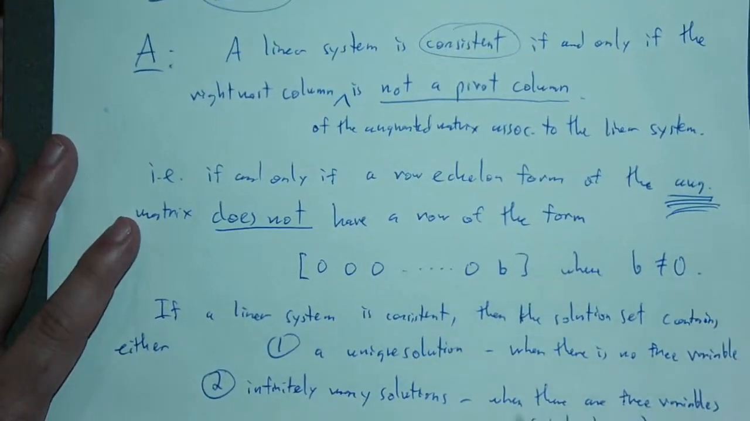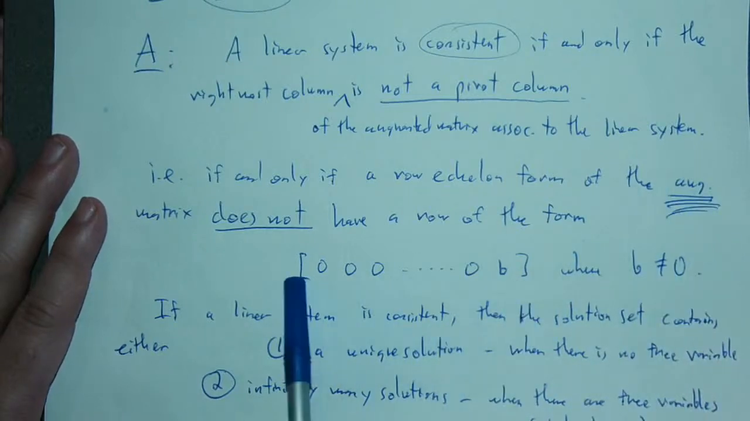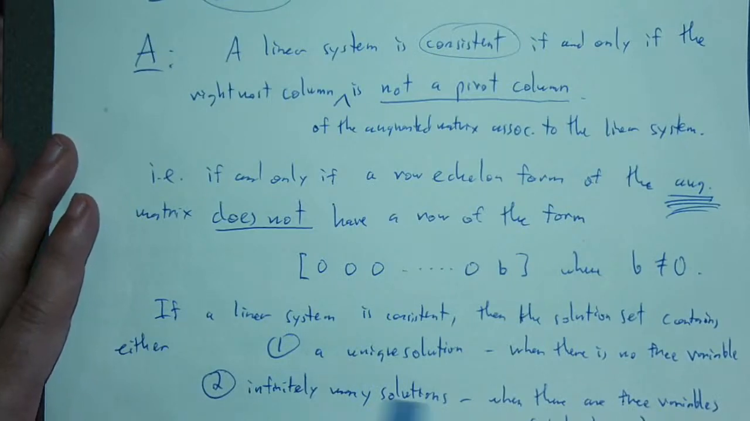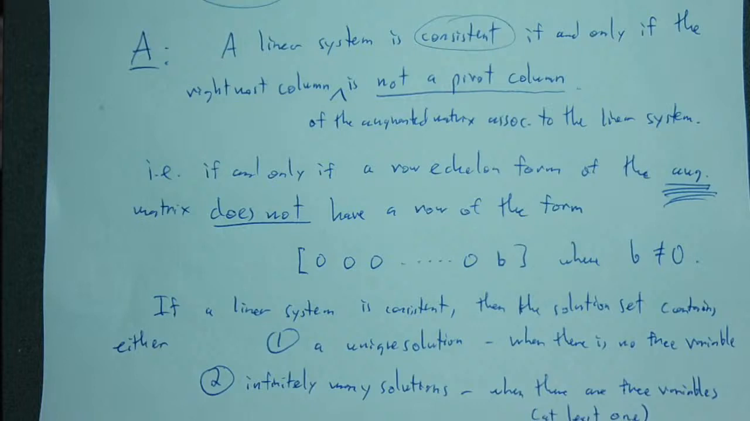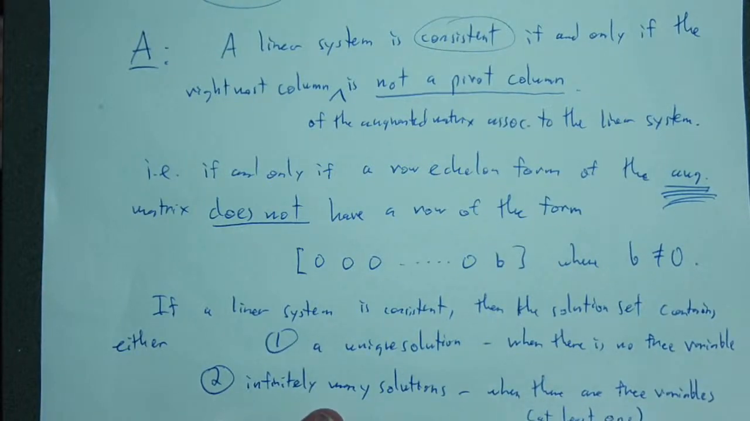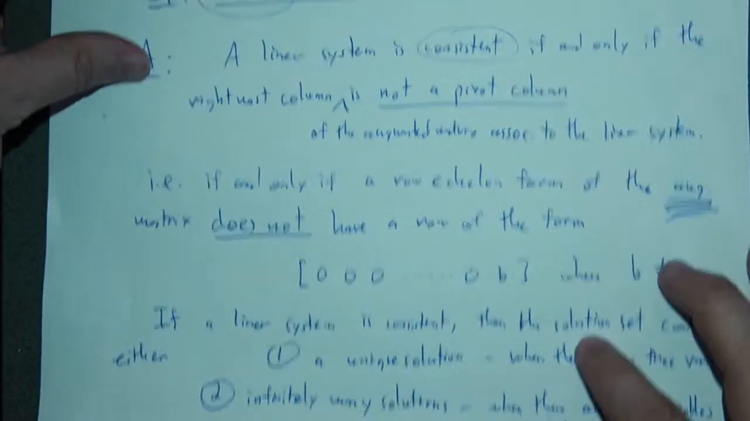Okay, and of course, when it is consistent, so when this doesn't appear, then you have two options. You have a unique solution, and that happens exactly when there's no free variable. Or you have infinitely many solutions, which is exactly what you get when there is a free variable. If there's at least one free variable, you get infinitely many solutions. You get a different solution for every choice of free variable, okay? And that's a free choice, so infinitely many.